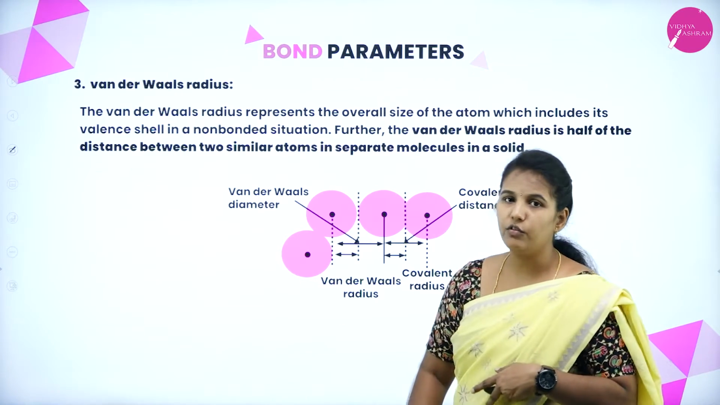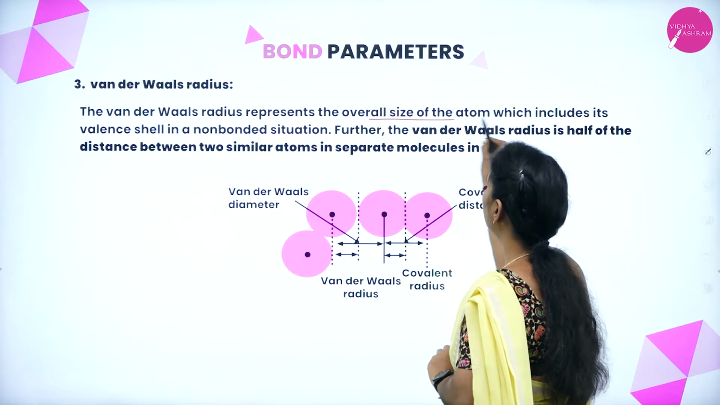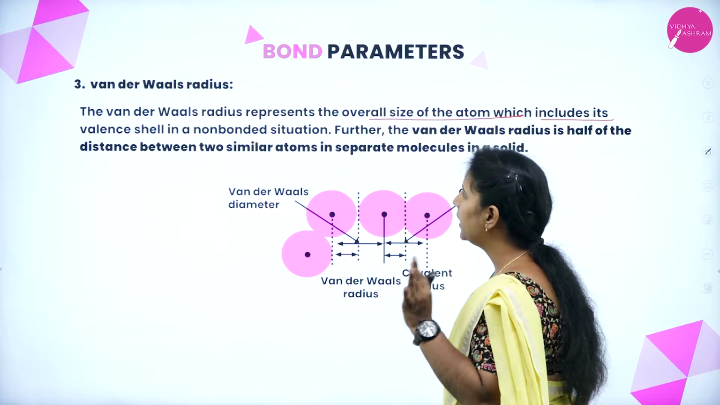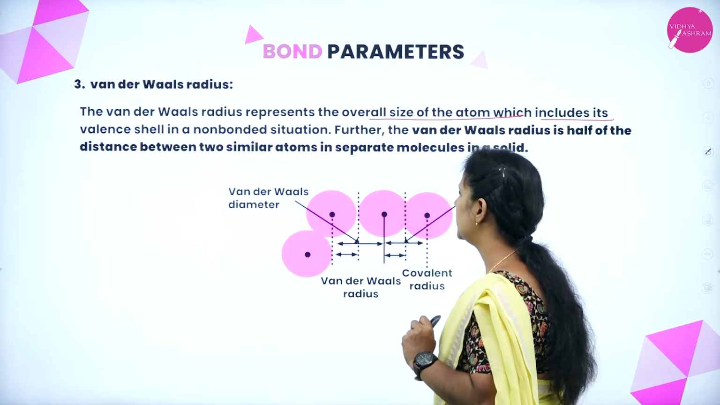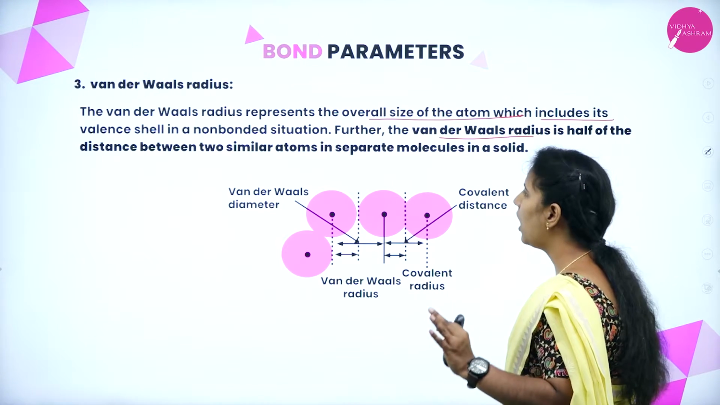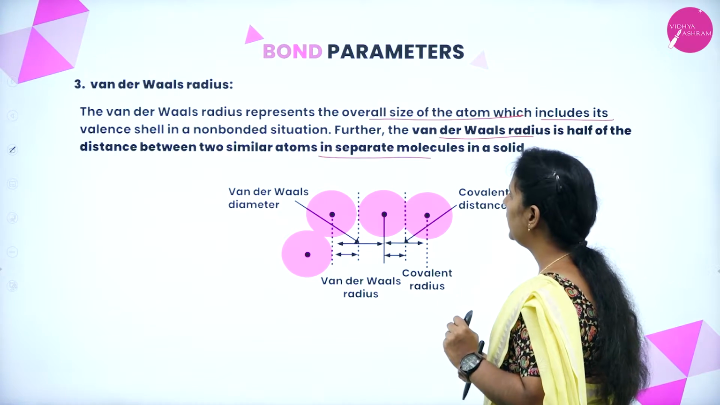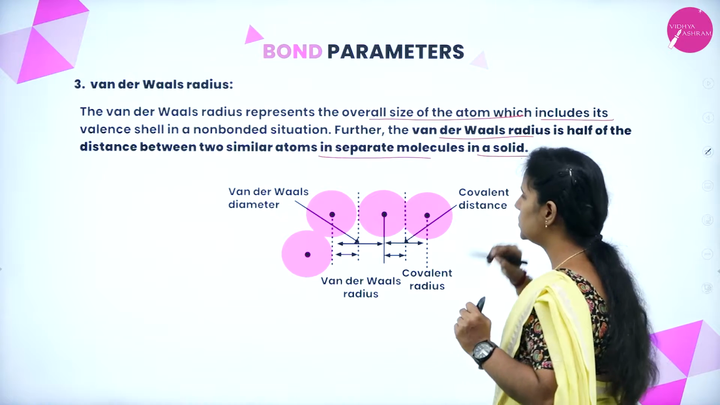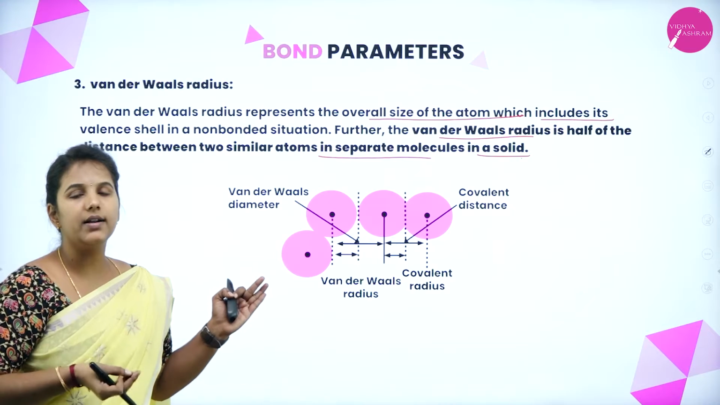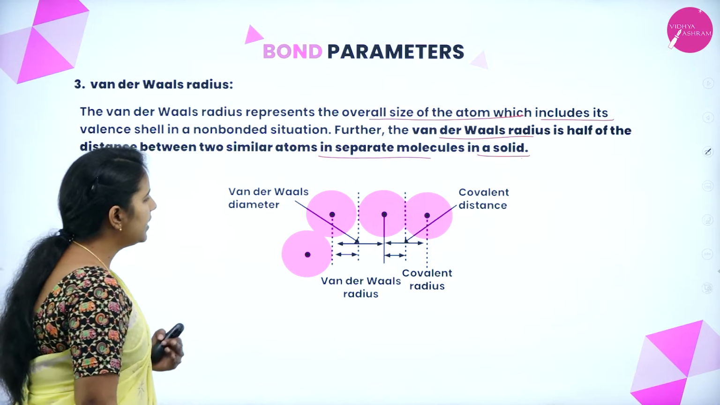Next is van der Waals radius. The van der Waals radius represents the overall size of an atom, which includes its valence shell in a non-bonded situation. Further, we can say that the van der Waals radius is half of the distance between two similar atoms in separate molecules in a solid. So when we talk about the van der Waals radius, we can clearly understand the overall size of the atom. Here I have an example.